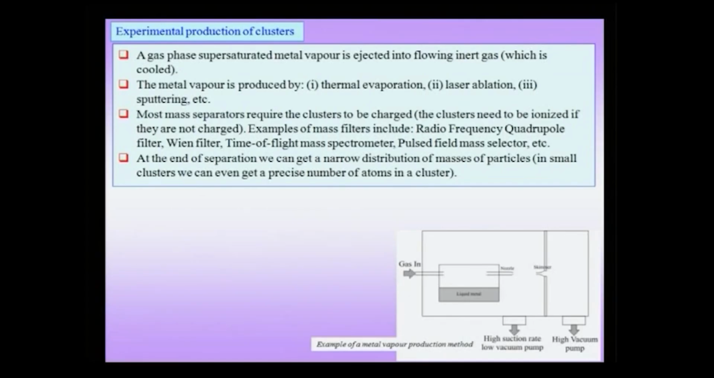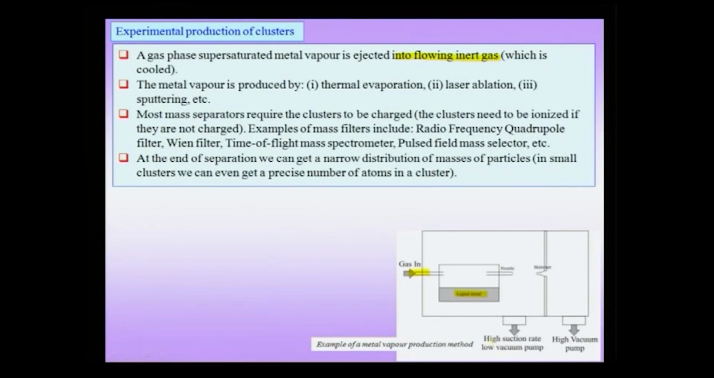We had seen that the magnetic properties of clusters is a very sensitive function of the number of atoms in the clusters. Before we go on to other interesting magnetic properties of other nanostructures and hybrids, let us consider briefly here the experimental production of clusters and how we can measure the magnetic moment of these clusters. Typically, a gas phase supersaturated in metal vapor is ejected into a flowing inert gas, which is cooled, and the schematic of this kind of production technique is shown in the figure below, wherein you see that there is a liquid metal bath, there is a gas which is flowing into the chamber.